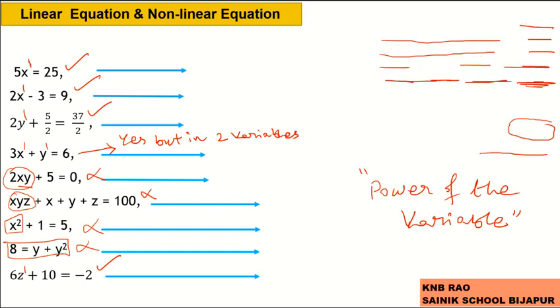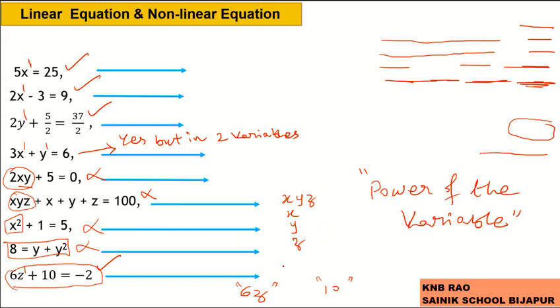Whereas earlier you have seen, children, suppose in this case, if I take, I have 6z being one term, 10 being another term, whereas minus 2 is on the other side of equality. Suppose if I consider this, I have xyz as one term, x another term, y another term, z another term, and 100 being on the other side of equality.